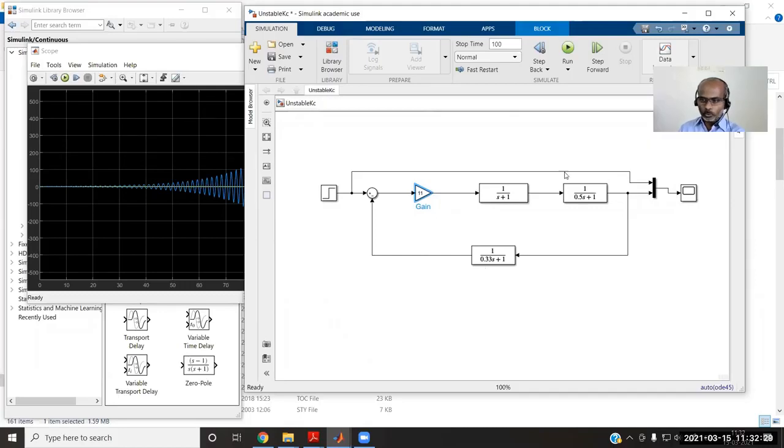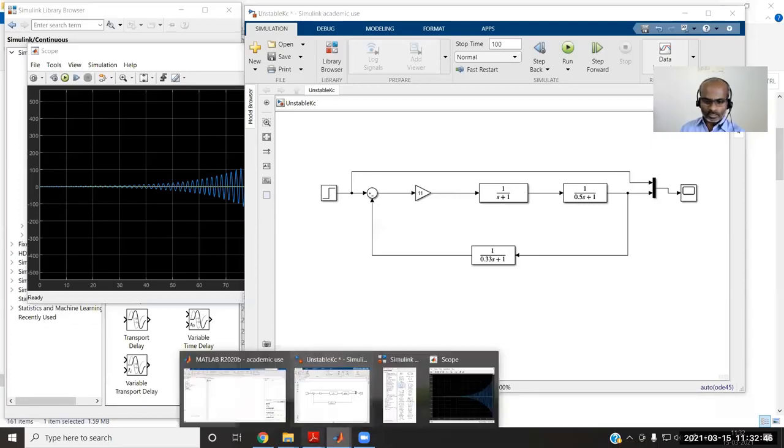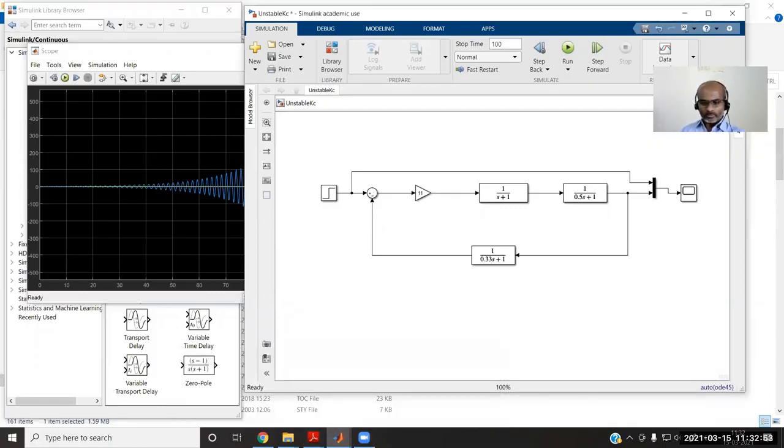Of course, you can run the simulation and see the response. Whereas it should be mathematically provable. So for that, there are methods available to say about the stability. So before that, we'll see what is called the pole zero representation of a system.